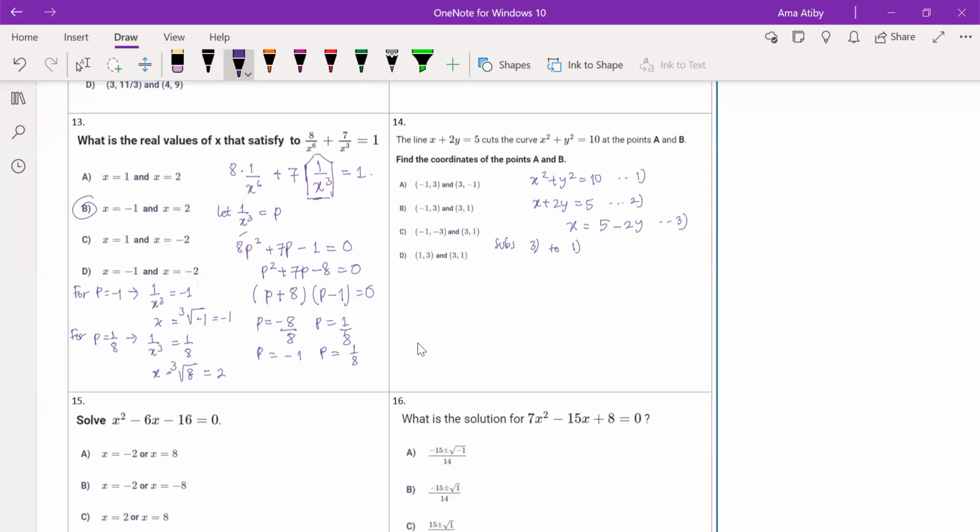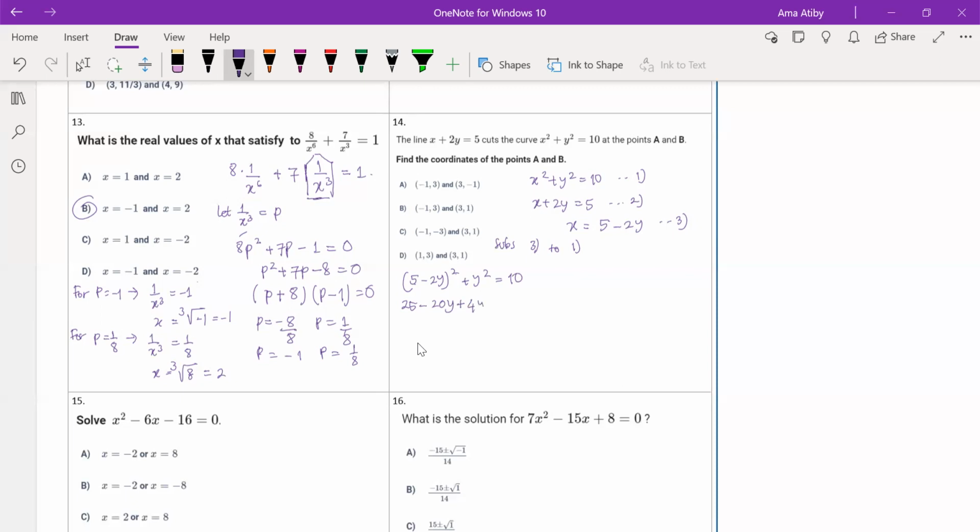So now my x becomes (5 minus 2y) raised to the power of 2, plus y squared equals 10. Right, so now we are going to expand this. So we'll get 25 minus 2 times 5 times 2y. 10 multiplied by 2 is 20y, and then plus the square of 2y.